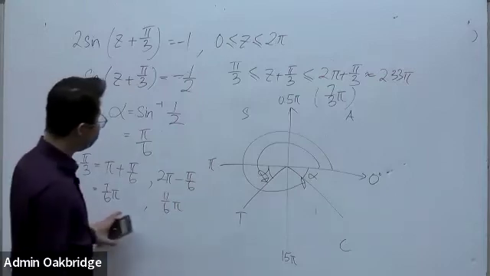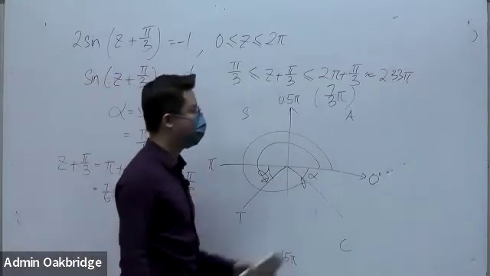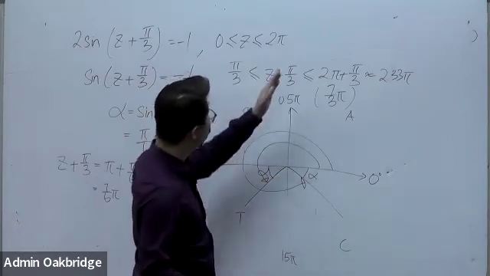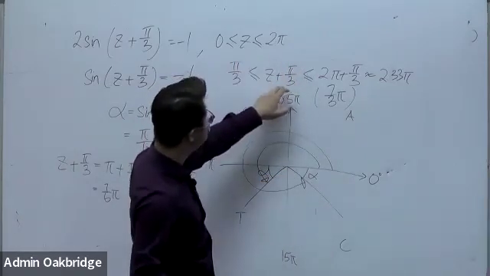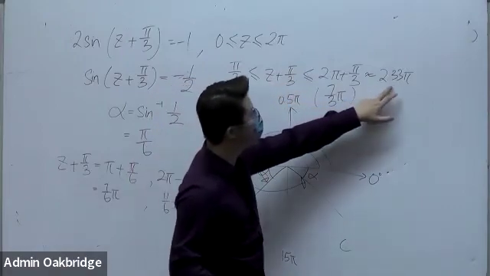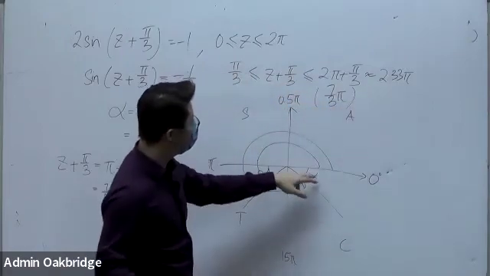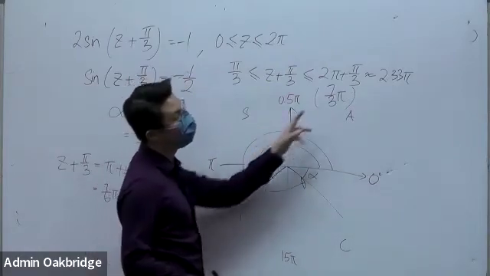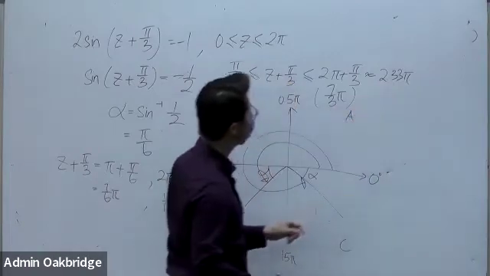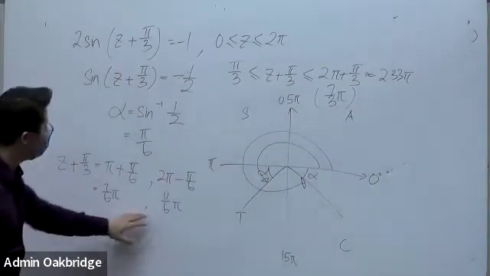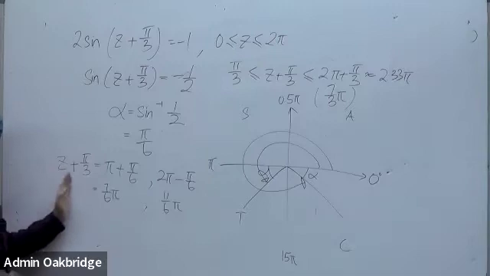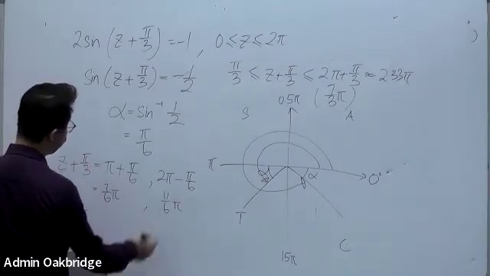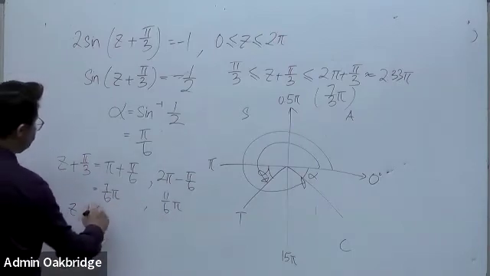Okay, so far we have two solutions. Can we go further? Cannot, right? Because you know that the upper limit of this z plus pi over 3 is 2.33 pi. If we go further, the second round will be in the third quadrant. For sure it will be more than this one already. So these are the only two solutions for z plus pi over 3. So to get z, you have to minus pi over 3 for these two answers.